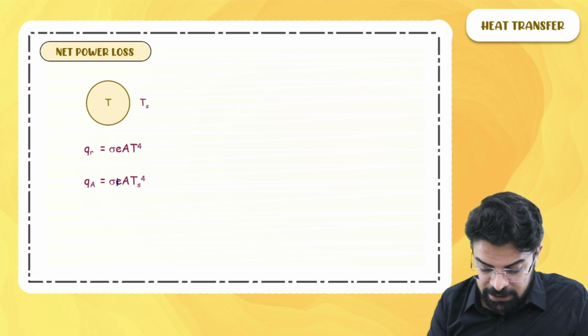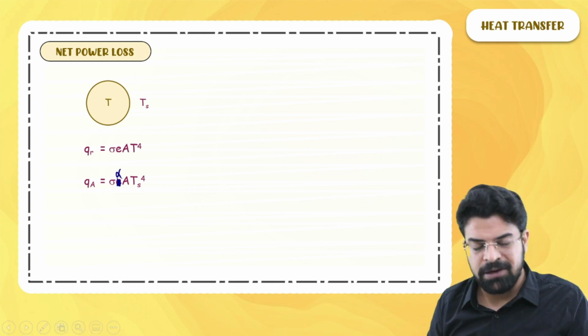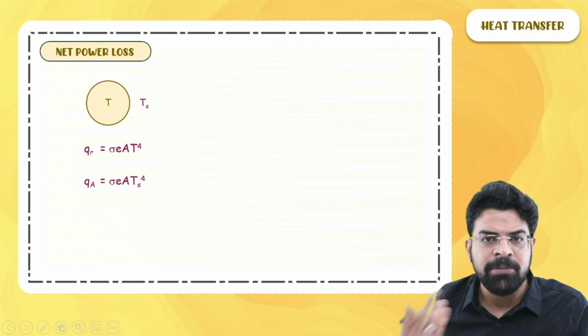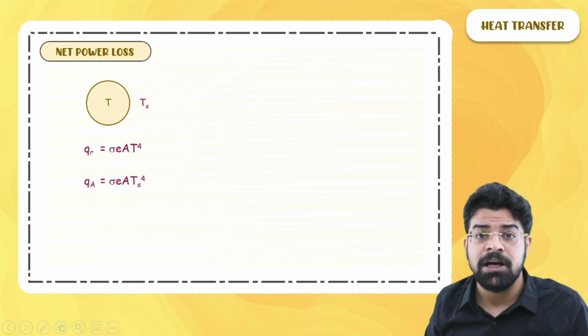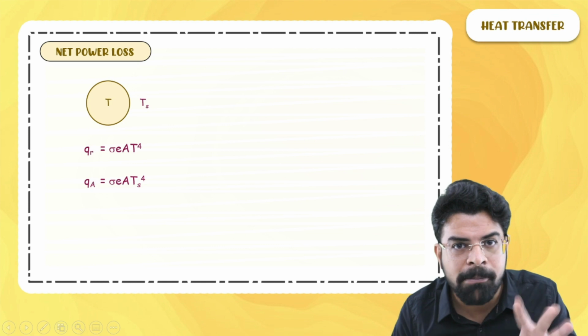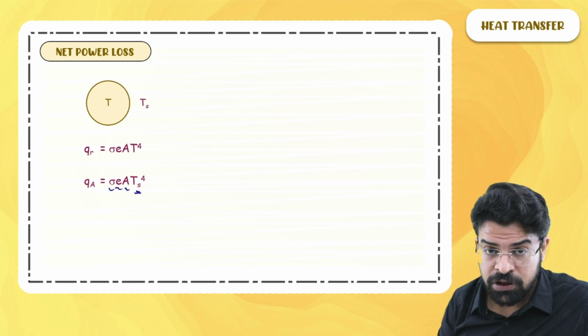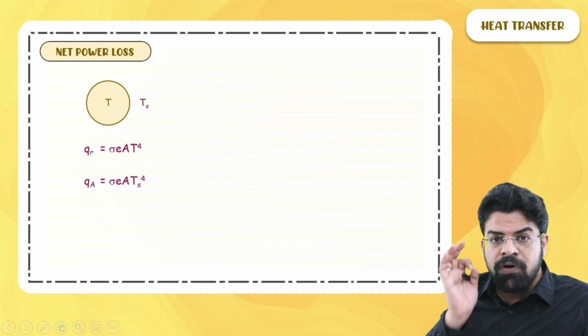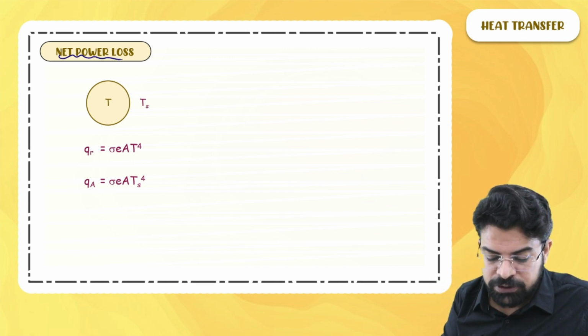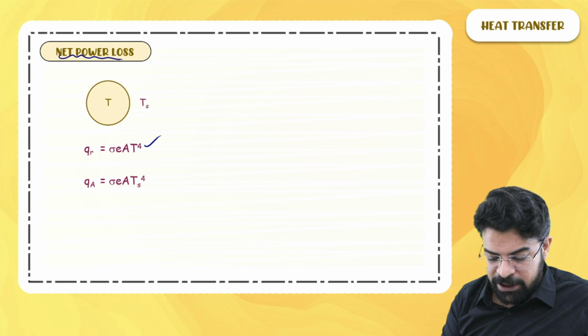Now here, technically we should write absorptivity, but we have taken absorptivity the same as the emissivity because we know that good absorbers are good emitters and bad absorbers are bad emitters. So you get sigma E A times the temperature of the surroundings raised to the power of 4. Now what will be the net power loss? The net power loss will be emitted minus absorbed.